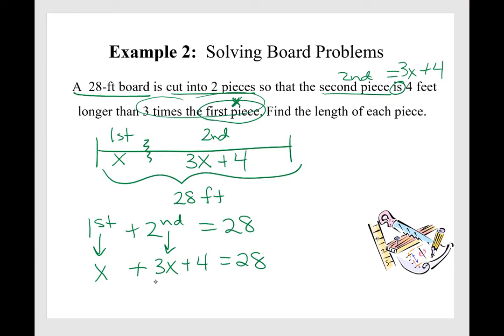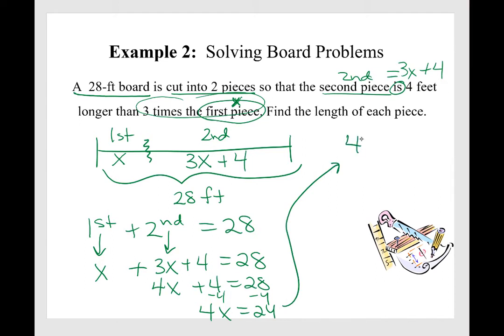So I'm going to combine like terms. 4x plus 4 equals 28. I'm going to subtract 4 from both sides. I get 4x equals 24. I'm going to rewrite that up here. 4x equals 24. So I'm going to divide both sides by 4, and I get x equals 6. Okay, so I've solved the equation.